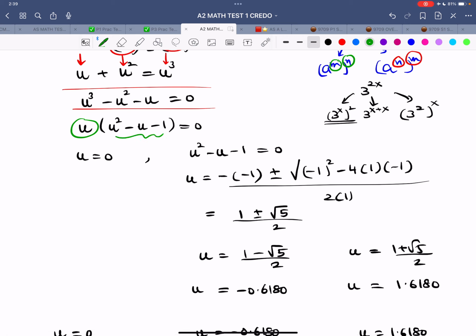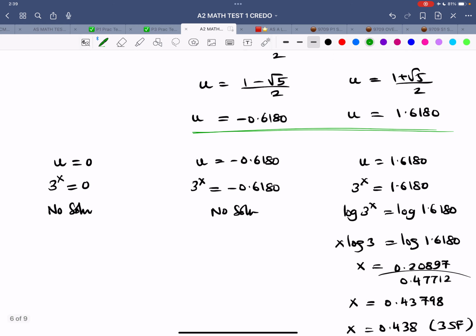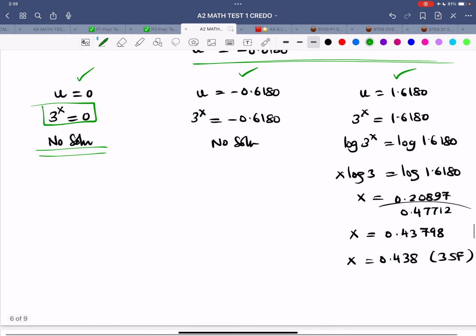Since this is P3, you use the quadratic formula. When we use the quadratic formula, we get 2 values. We also have the value of 0. So u is 0, u is negative, and u is positive. But what is u? u is 3^x. 3 raised to any power can never be 0. No solution. Remember the graph?